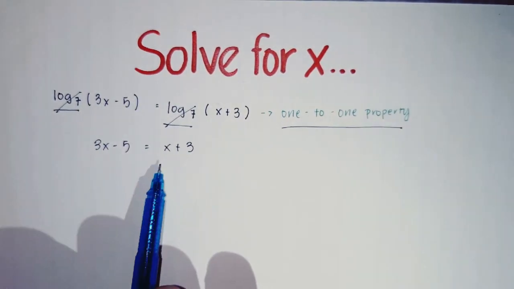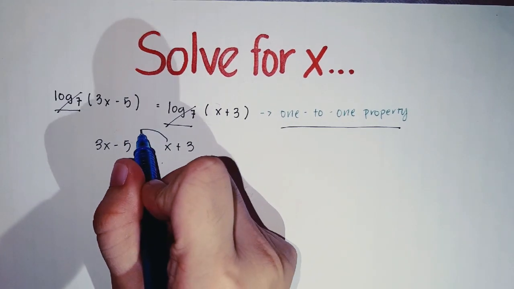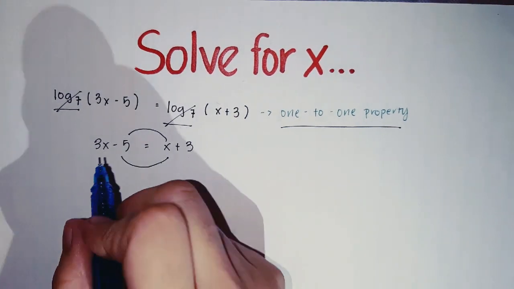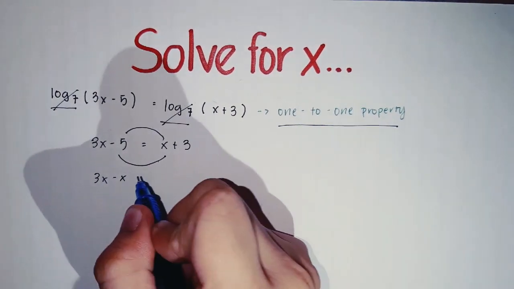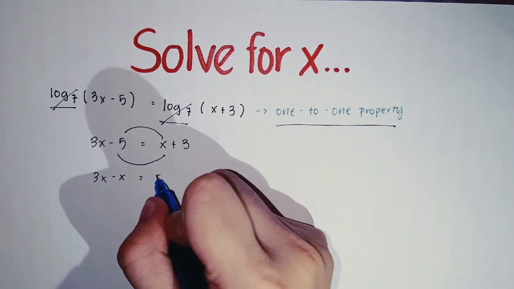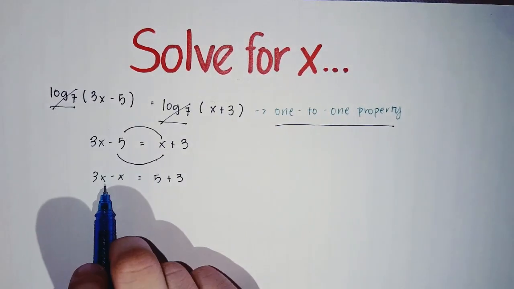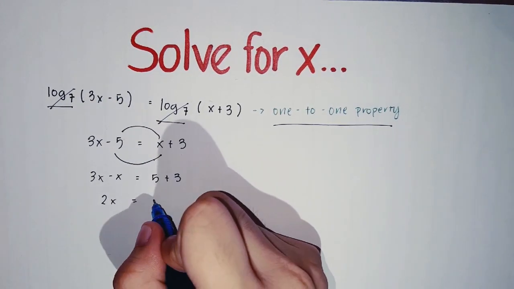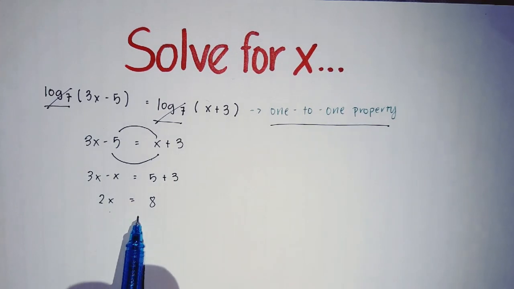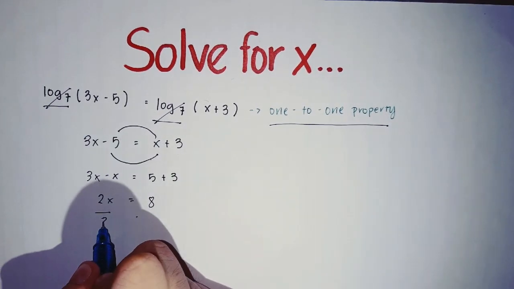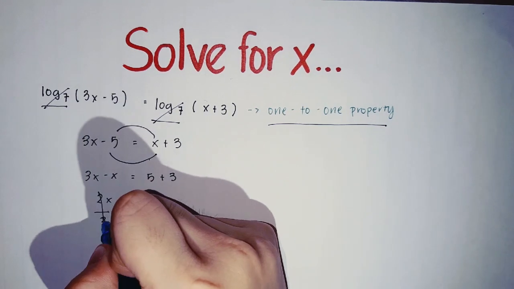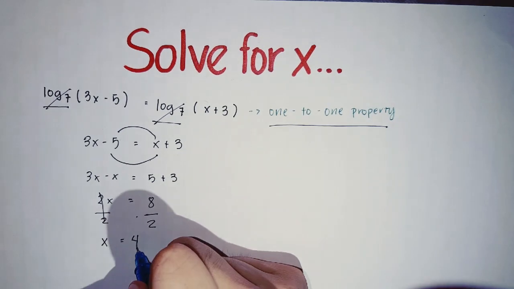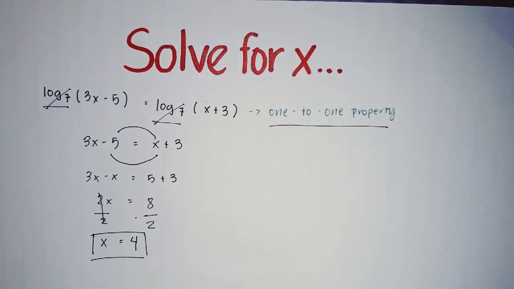So we have to combine like terms. Transpose x to this side and negative 5 to this side. So positive x will be negative x and negative 5 will be positive 5. So 3x minus x is 2x and 5 plus 3 is equal to 8. Now we have 2x equals 8. Divide both sides by 2 to cancel this out and bring down x, and 8 divided by 2 is 4. Now we have our x.